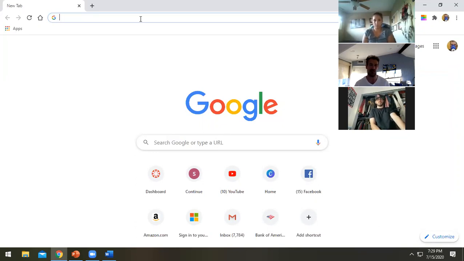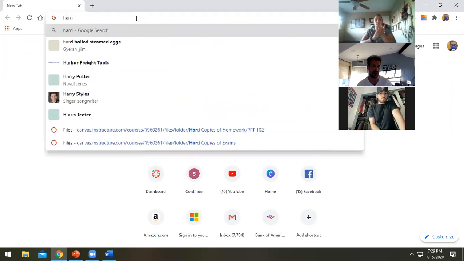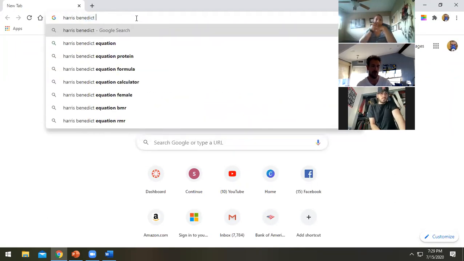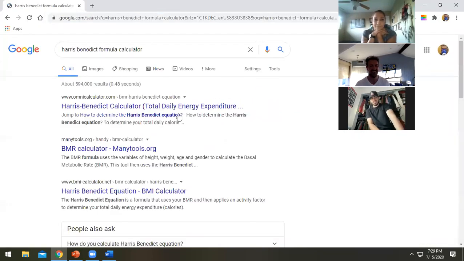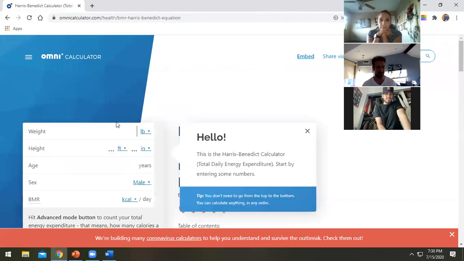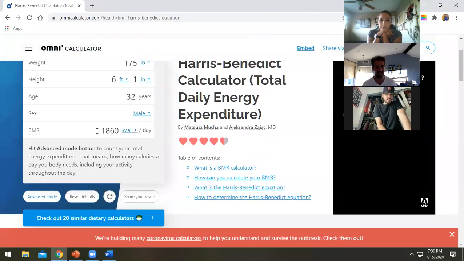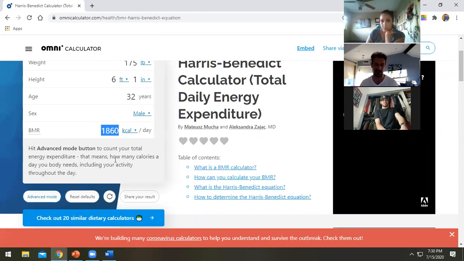You do want to get a little bit used to it, but I will say you can just simply do this. Harris-Benedict formula calculator. Click, enter numbers. 1,860 calories per day at rest. Okay, so that's by default. If I were in a coma, I would be burning 1,860 calories per day.